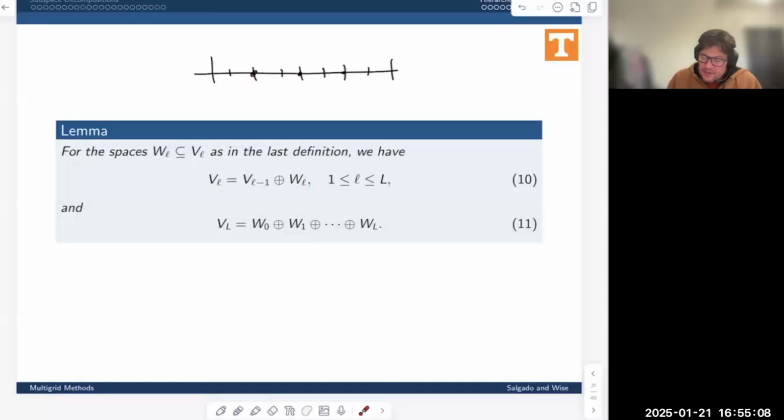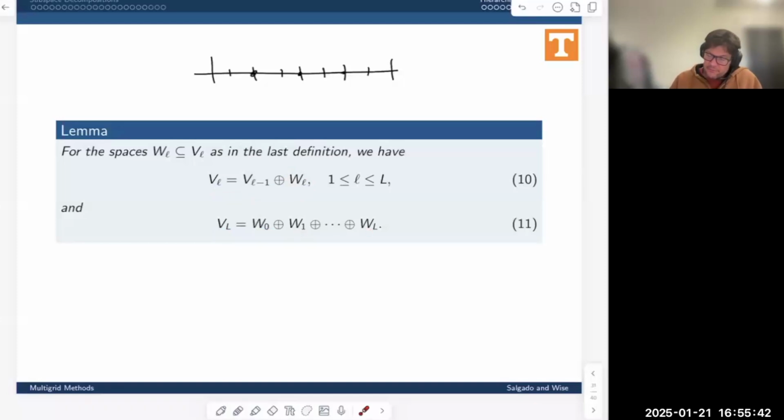So this should be kind of a natural decomposition. I'm adding just the new points here. These do not have degrees of freedom at the old points or at the nodes of the coarse mesh. Well, this is recursive, notice. V_L is equal to V_{L-1} direct sum W_L. And so what I can show ultimately, since W_0 is equal to V_0 because of this recursive structure, V_L is equal to W_0 direct sum W_1 direct sum up to W_L.